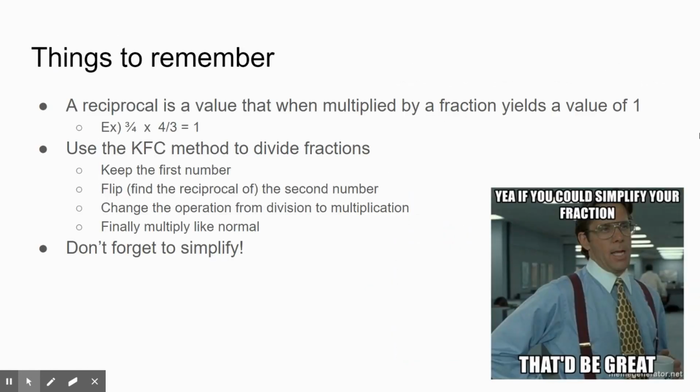Now that you've tried it on your own, a few things to remember. Remember that a reciprocal is a value that when multiplied by a fraction yields a value of 1. So for example, 3/4 times its reciprocal, which is 4/3, should give you 1. You're going to use the KFC method to help you divide fractions. You keep the first number, flip the second number, and then change the operation from division to multiplication. Then you just multiply like normal. It's the same thing that we've learned. And don't forget to simplify your fractions. If you just leave them as an unsimplified mess, it's not necessarily going to help you understand what the answer is. So please, please, please make sure to simplify your fractions.